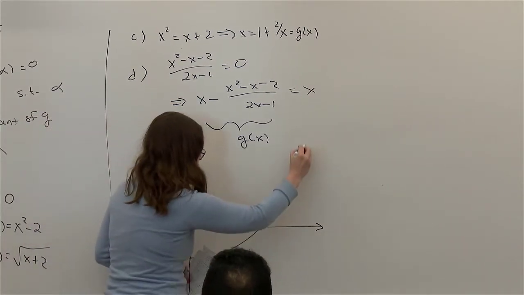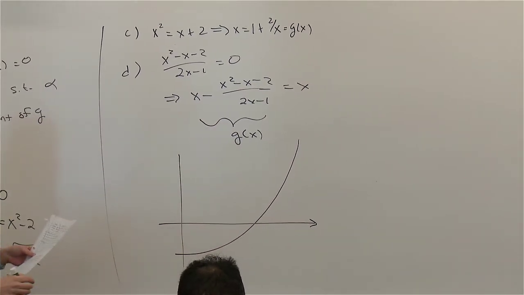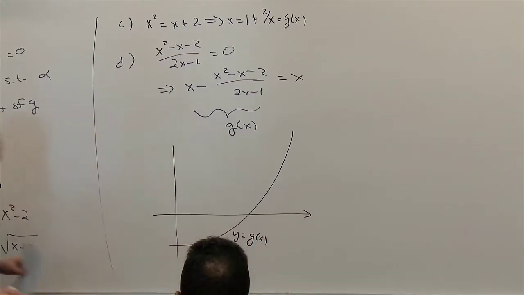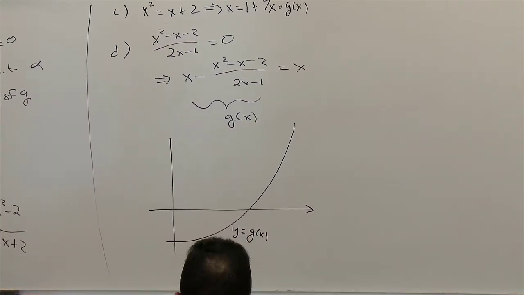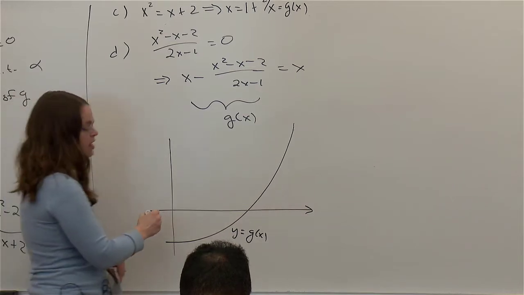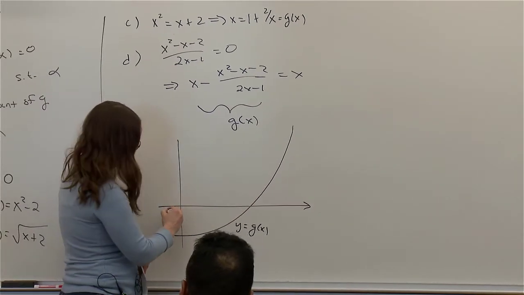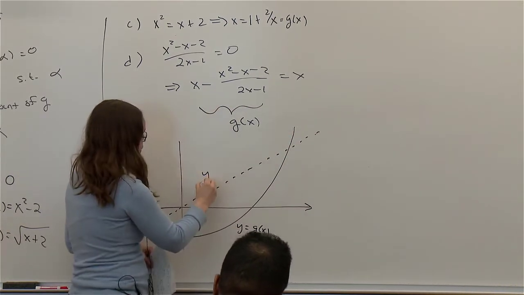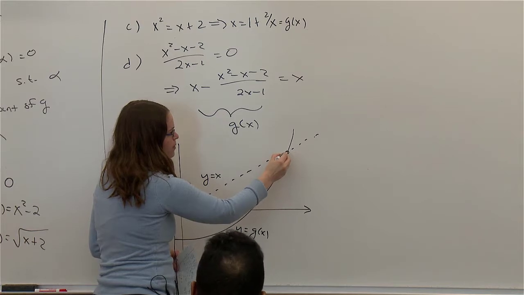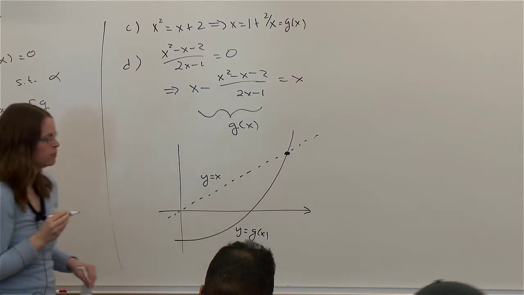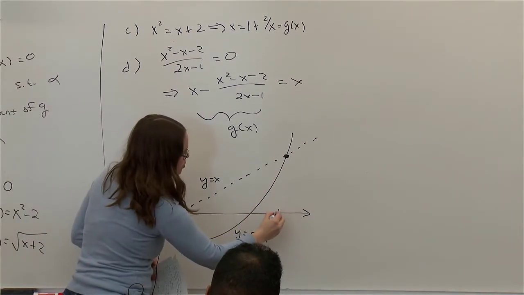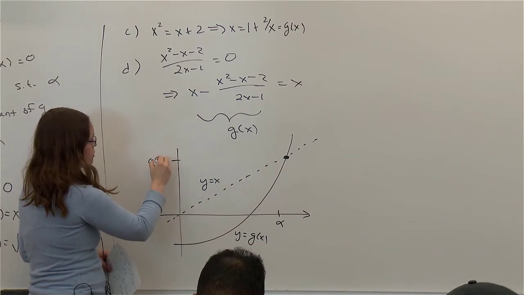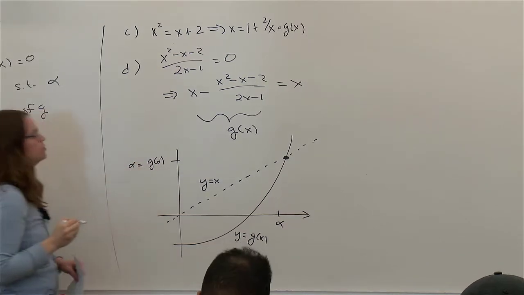So say this is my function g. Okay, so for the fixed point, we want g of x equal to x. So I'm going to draw a second function, the line y equals x. Okay, so that's this line. This is my y equals x line. And the fixed point happens right here where these two cross. Okay, so this right here is going to be my alpha. And the height here will be g of alpha, which is also equal to alpha.